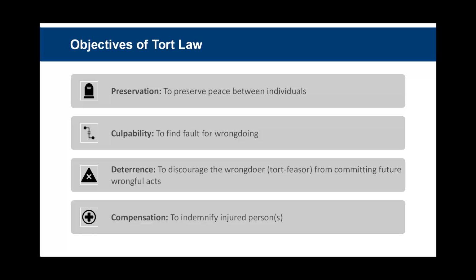2. Culpability. Another key objective is to find fault for wrongdoing. When someone commits a tort, law helps identify who is responsible for the harm caused, ensuring that accountability is established and justice is served. 3. Deterrence. Tort law also serves to discourage the wrongdoer or tortfeasor from repeating their wrongful acts. By imposing penalties and consequences, it aims to prevent future harm and promote responsible behavior.